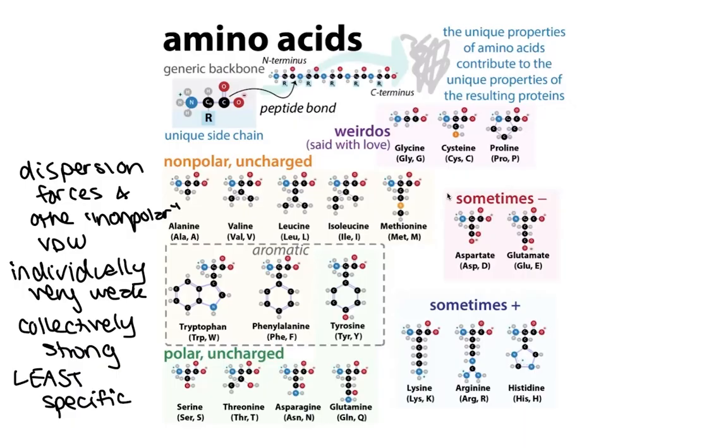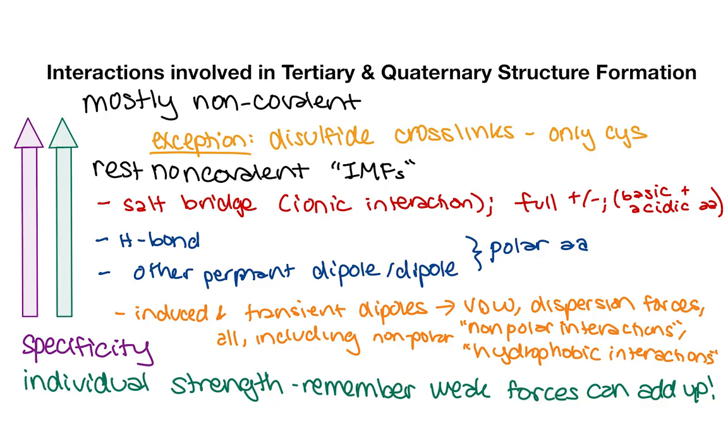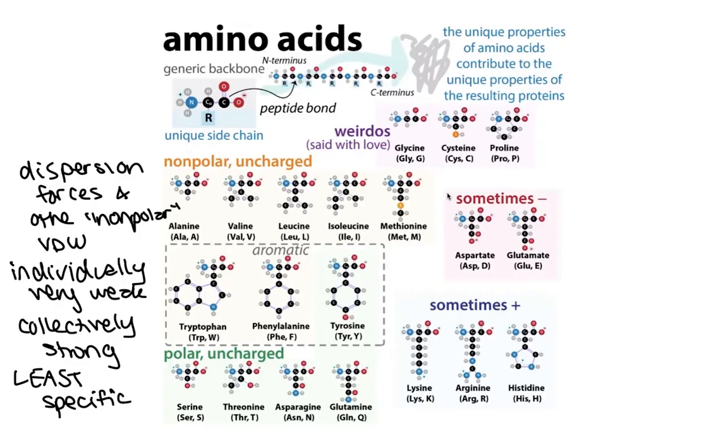And so not only can those polar uncharged ones form those polar interactions, but so could the other ones that were actually charged. Those can also form these. And you can also get them interacting with the backbone. So basically, those are going to be less specific. But the least specific is going to be the dispersion forces, other van der Waals forces, because all of them can do that. And so these are going to be not only the weakest, but the least specific.